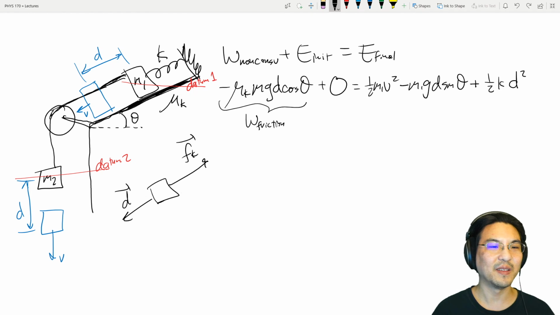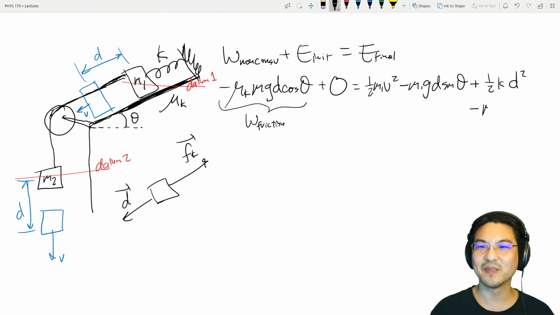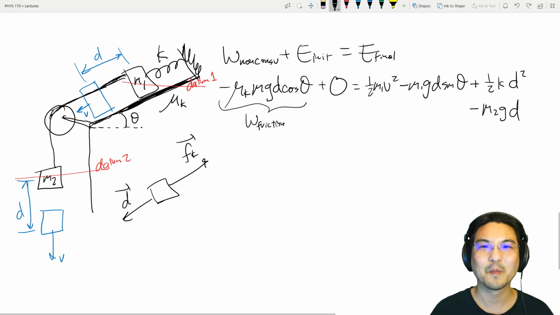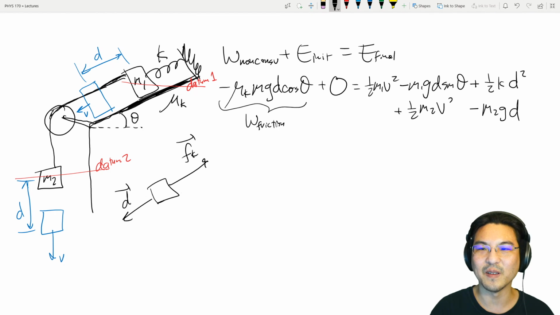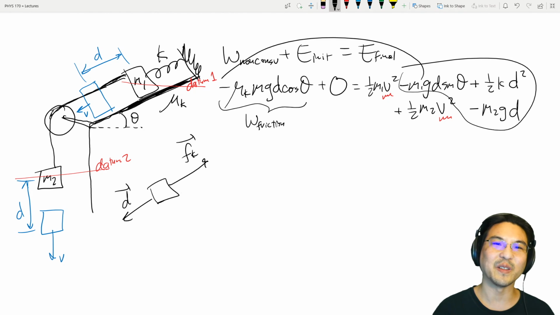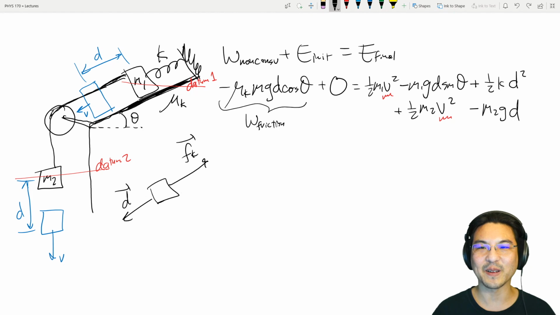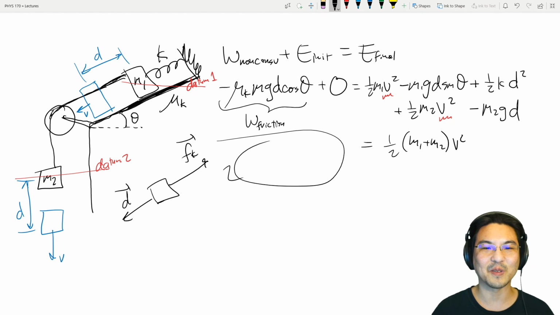Okay, and then for block 2, it was at the datum. Now it's below the datum. By how much? This much. So minus m2gd. And here we go. The only unknown is the speed, so we can solve for it. Oh, I forgot the kinetic energy for block 2. The block was at rest, now it has some speed. So plus 1/2 mv squared. Okay, so here we go. Solve for that speed. All right, just pick all this up, move it to the other side, and then you can factor 1/2 m1 plus m2 v squared equals all the rest of it times 2 over m1 plus m2 and then square root. Then you have the speed.